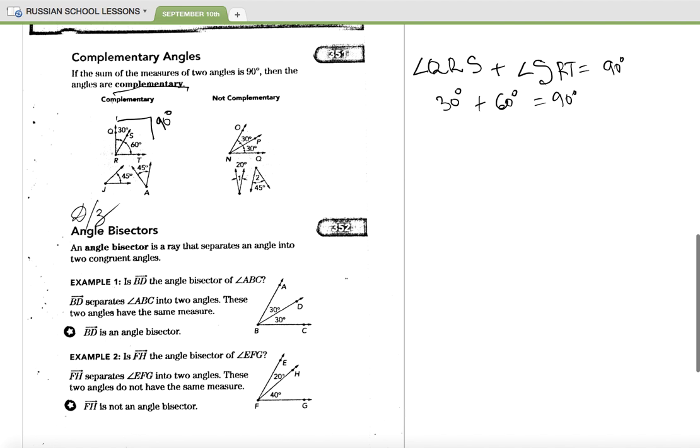For example, these two angles here, 45 and 45, they're also 90, so they are complementary. But 30 plus 30 is 60. They are not 90, so it's not complementary. And these two are not complementary angles.